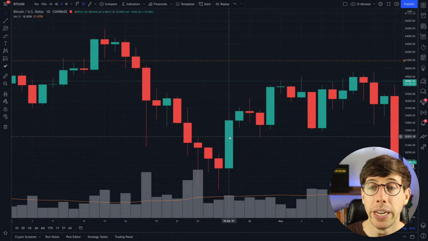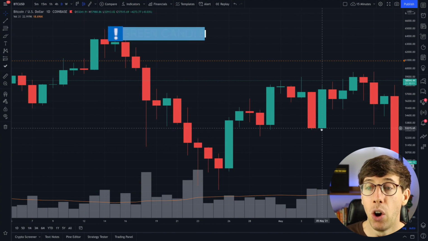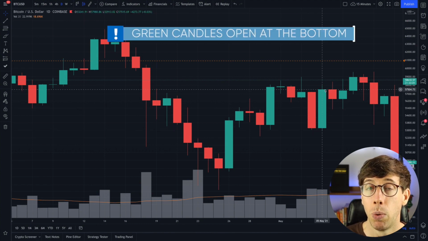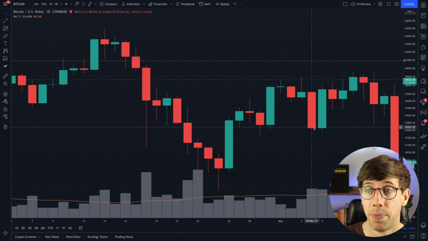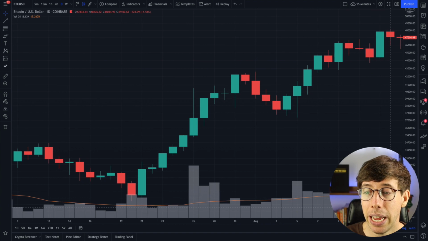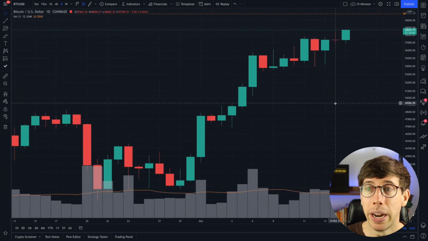The difference between the green and the red candles is that green opens on the bottom and closes at the top, whereas red opens at the top and closes at the bottom. Now, this may not make sense looking at it in the past, so let's look at it happening right now.